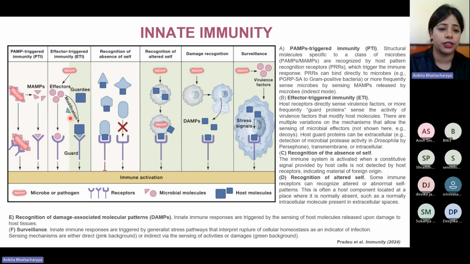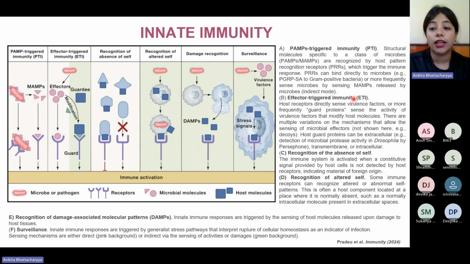What these pattern recognition receptors do is that they bind directly to the pathogen, as you can see here. Pink represents a microbe or a pathogen. These Y, U, or V-shaped structures are the receptors. And these are microbial molecules. When we say microbial molecules, they're microbe cell surface entities, antigens, etc. And what you see in blue are host molecules. So this recognition by MAMPs or PAMPs is able to trigger a response, and that response is initiated by the host surface proteins known as PRRs.